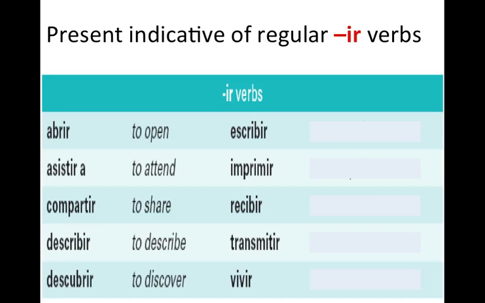Repitan, escribir. Escribir. You can see the word scribe in there, and that should be familiar from our command section in our first chapter. Repitan, imprimir. Imprimir, to print. You can almost see the word print in there. Repitan, recibir, good cognate. Recibir, to receive. Repitan, transmitir. Good cognate. Transmitir, to transmit or to broadcast. Finalmente, repitan, vivir.